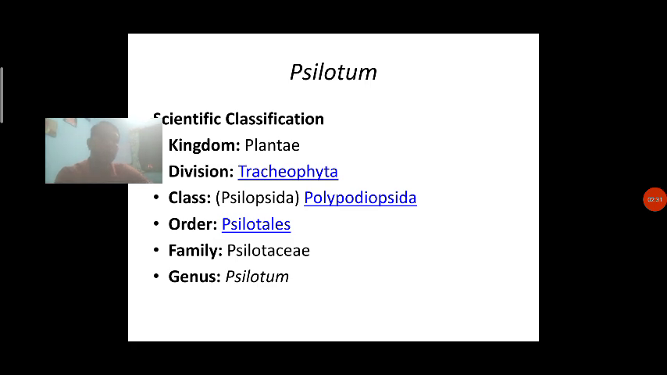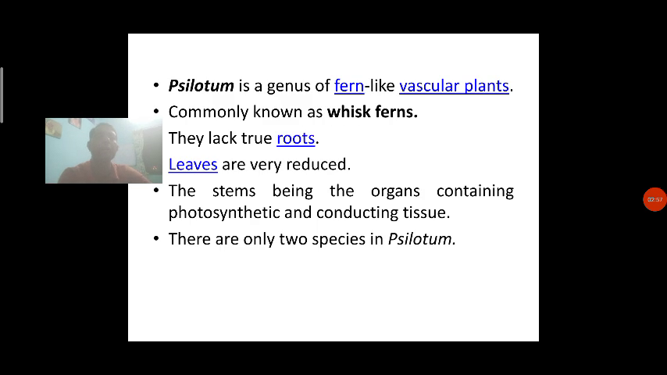So this basic classification of Psilotum gives a clear-cut idea that Psilotum is included in the kingdom Plantae, so it shows the characters of plants, then division, class, order, family and genus are given for Psilotum. Moving to the next parameter after classification, we are going to talk about the structure of Psilotum. Psilotum is a genus of fern-like vascular plant, commonly known as whisk fern.